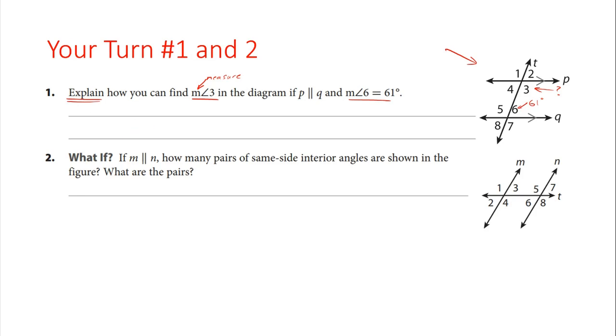All right, so what if M and N are parallel? Again, that symbol right there means parallel. How many pairs of same side interior angles are shown in the figure? What are the pairs? Look at the definition of same side interior angles, and then you should have some kind of response. I remember talking about it, so definitely look at your notes and see what same side interior angles are.